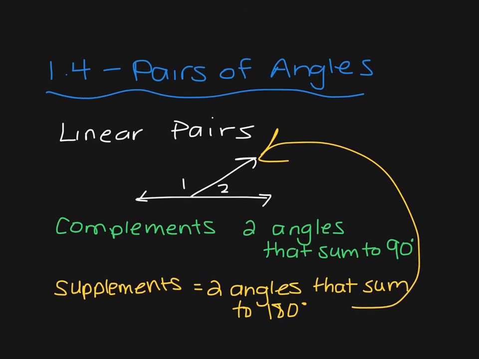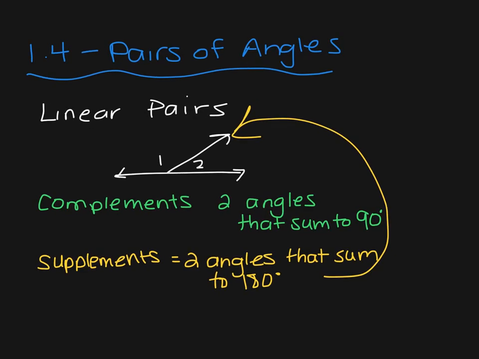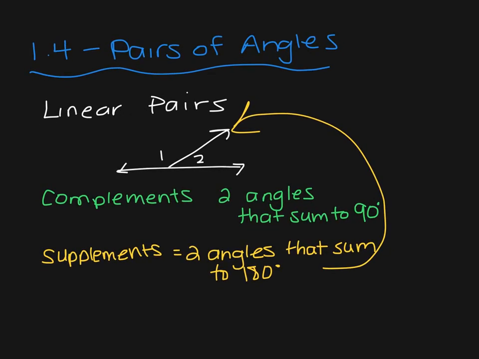So you'll see those in a couple of different ways. It might say like the measure of an angle is 60 degrees, find the measure of its complement, and so you would do 90 minus 60 to get 30. Or it would say two angles are supplementary and one angle is 130 degrees. What's the measure of its supplement? So you would do 180 minus 130, that kind of thing.